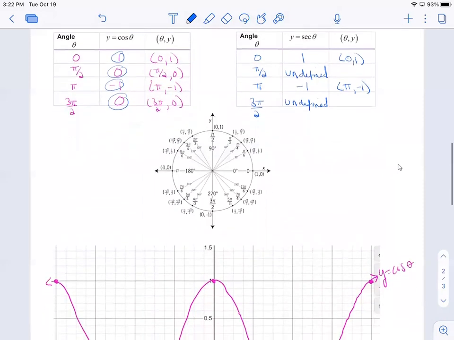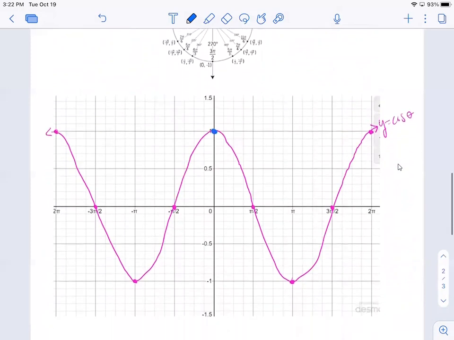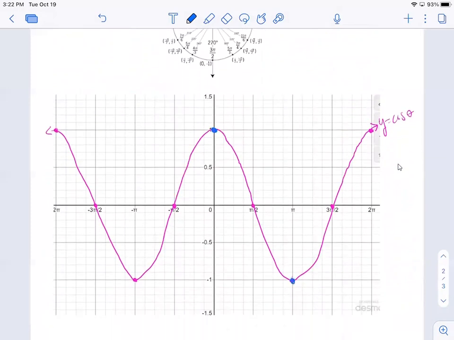So it's very similar to what we just did. So here's my 0, 1. And here's that pi, -1. And then once again, everywhere you hit a 0 on your x-axis, it's going to be undefined because we can't divide by 0. So we get these asymptotes. So I'll get them over here as well, and over here as well.